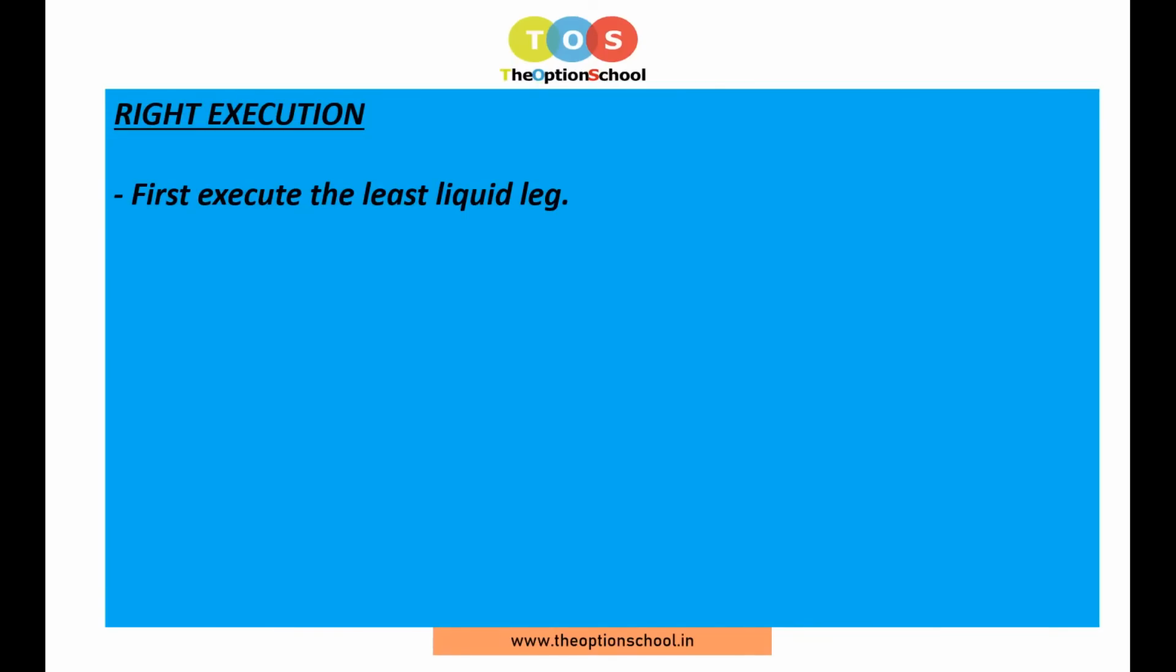So what is the right execution method? First execute the least liquid leg, then immediately execute the contra leg. Hopefully all of you are understanding. Then choose the contra trade. First I have chosen a contra leg. I have purchased a put, then I am selling a put. Suppose I have purchased a call, then the second contra leg will be to sell a call.